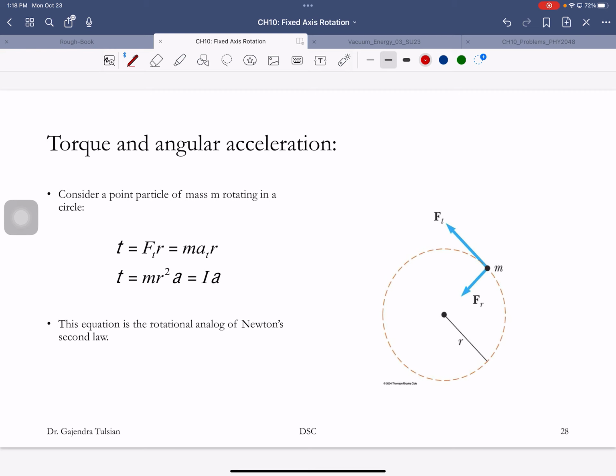What's Newton's second law? Force equals mass times acceleration. Now, is this the general formula? It's a special case. Okay, what is the special case? Mass is constant. When mass is constant, okay?